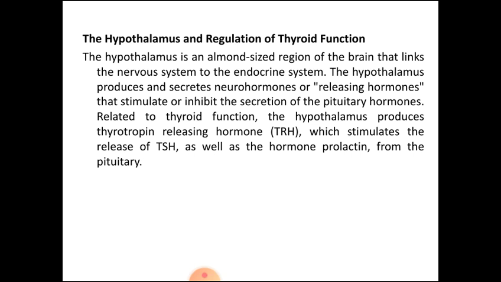So go on, the hypothalamus and regulating of thyroid function, the relation between hypothalamus and thyroid function. The hypothalamus is an almond-sized region of the brain that links the nervous system to the endocrine system. The hypothalamus produces and secretes neurohormones, or releasing hormones, that stimulate or inhibit the secretion of the pituitary hormones. Related to thyroid function, the hypothalamus produces thyrotropin releasing hormone, TRH, which stimulates the release of TSH as well as the hormone prolactin from the pituitary. Here there is also another function of TSH mentioned. The TSH also stimulates the production of the thyroid hormone plus production of prolactin hormone.